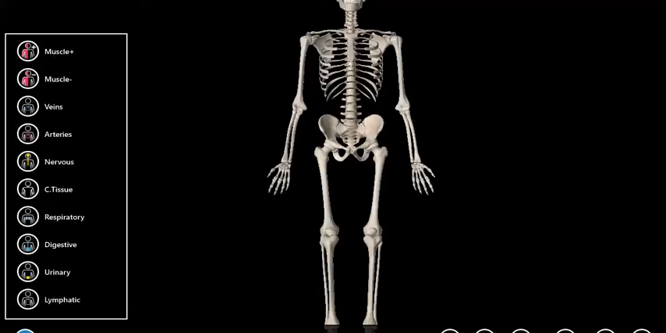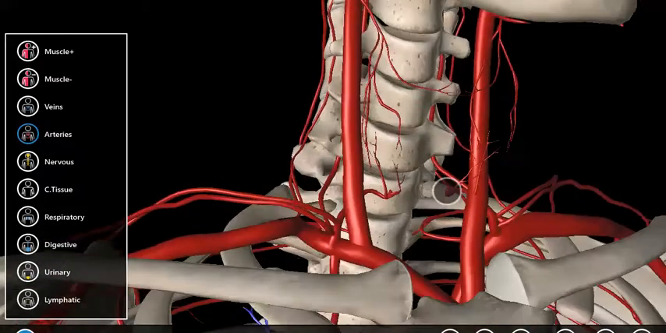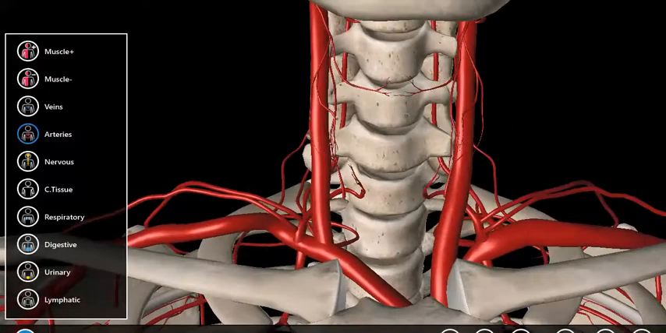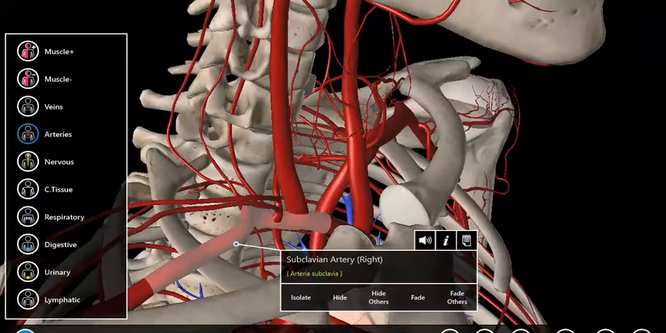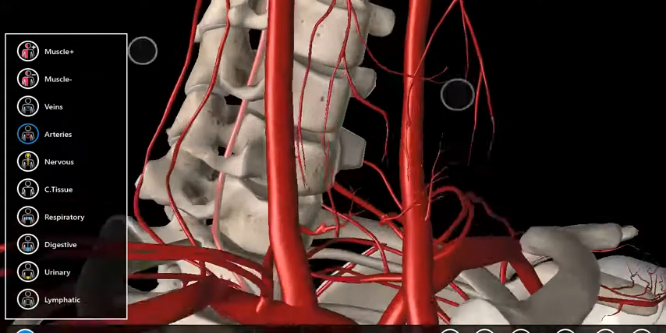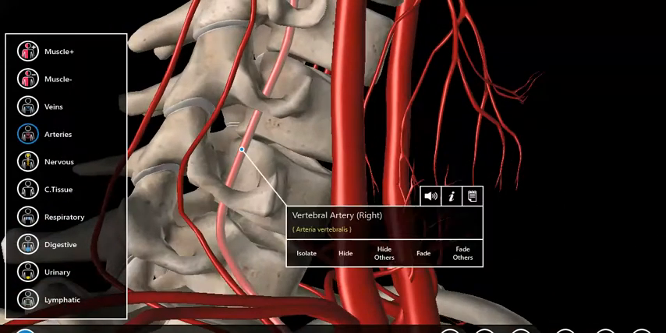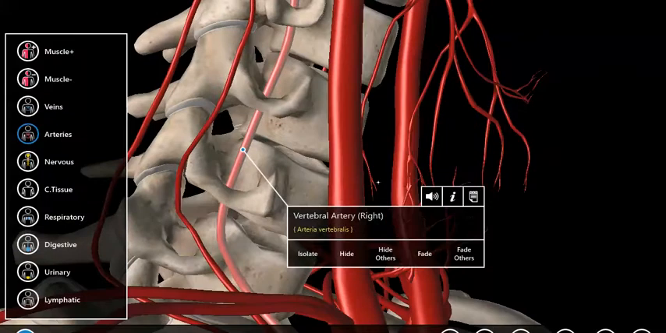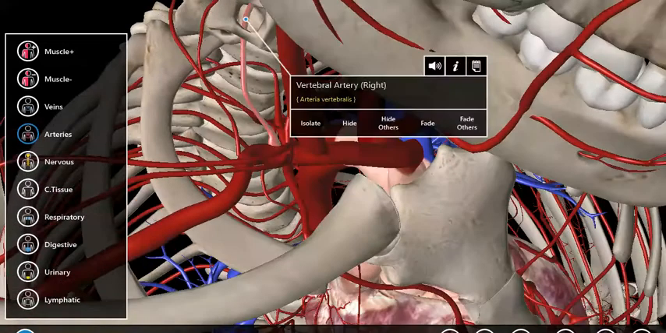I just want to show you guys really fast. It's actually coming off of the subclavian artery. You guys probably haven't encountered it yet, but soon enough you're going to. You can see here, this is the subclavian artery, right? And then right here, that's the vertebral artery. You see it? It comes off of the subclavian.